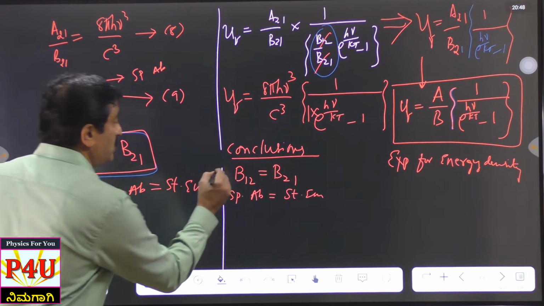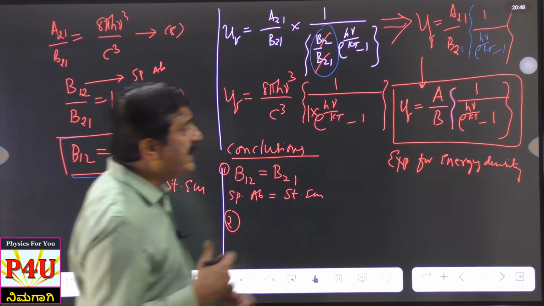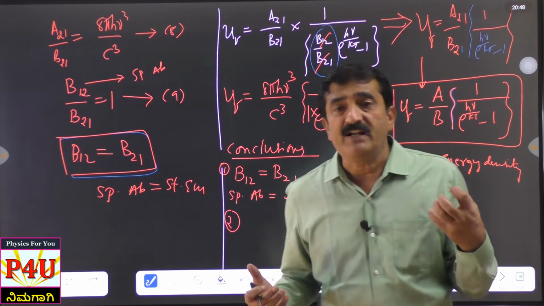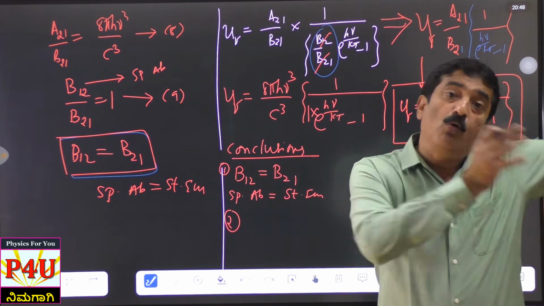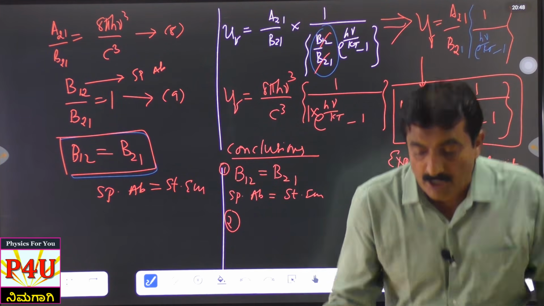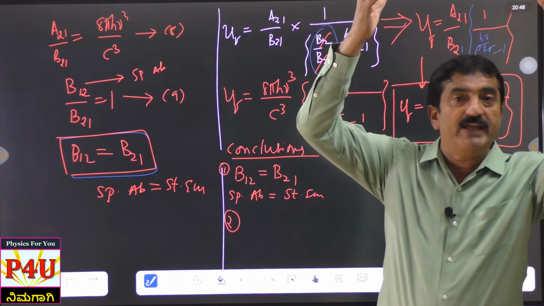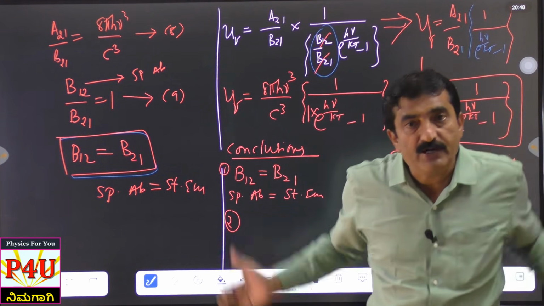Second conclusion, see, we are interested in lasing action. Lasing action means I want to emit more number of photons. More number of photons I want to emit means I should excite more atoms to the higher level. So first of all, I should take more atoms to the higher level. That means I have to pump them.